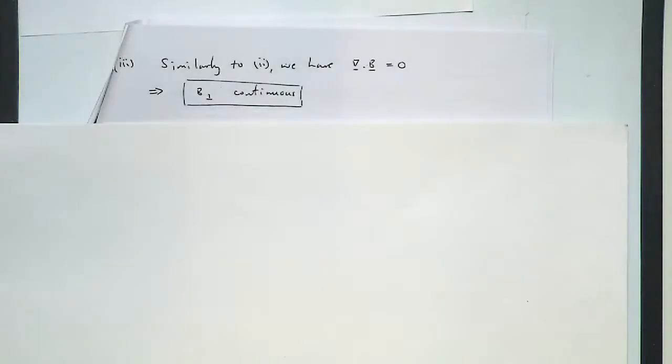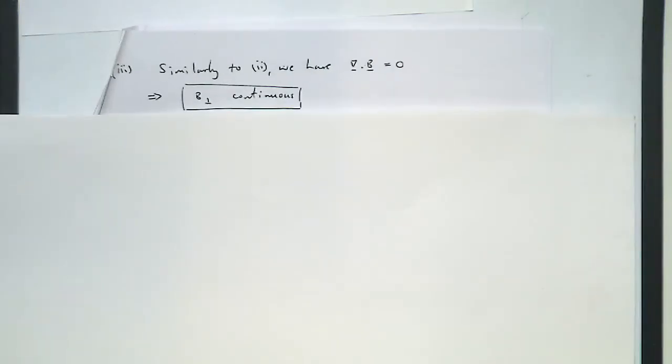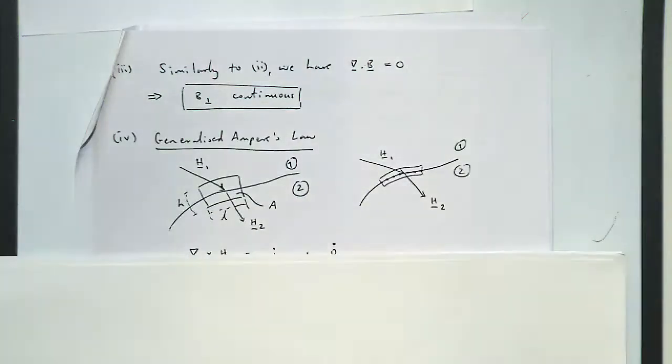This is a quick one, because all we do is we say, if it's a magnetic field, we can do exactly the same thing, and B perpendicular is continuous. So exactly the same argument. Next one. This is a bit harder. This is the more interesting one.